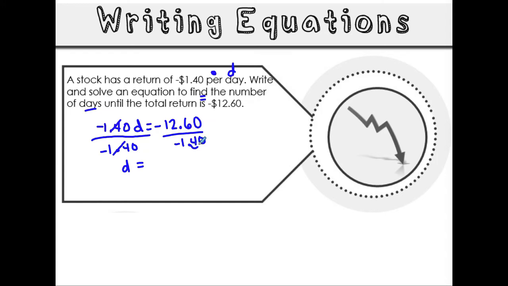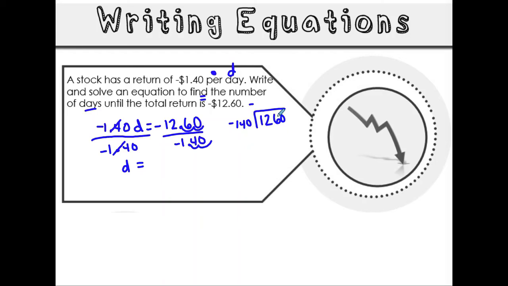Over here, I've got 2 decimals on the bottom, so I need to move my 2 decimals on the top. So now when I do my division, I have 1,260 divided by negative 140. Different signs. I know my answer is going to be negative. I'm going to go ahead and write that negative sign up there so I don't forget. 140 does not go into 1, does not go into 12, 126, does go into 1,260.